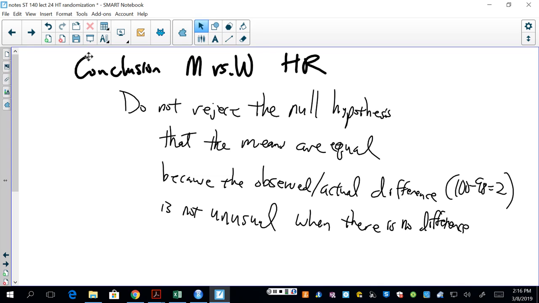We do not reject the null hypothesis that the means are equal, because the observed actual differences in the sample are very consistent with the sampling distribution under the null. It doesn't seem to cause us any concern. And so that is the core idea of significance testing. We set up a hypothesis, we look at the sampling distribution, sometimes we can do it through randomization, and if our observed statistic is unusual, then we're going to reject the null hypothesis.